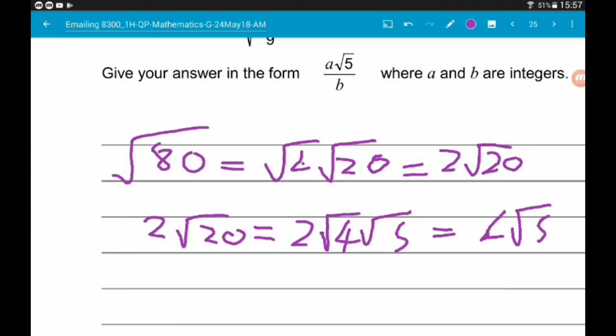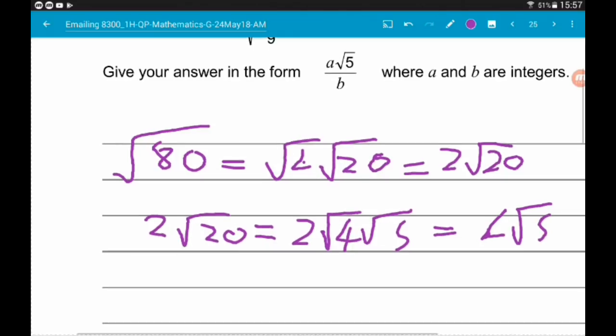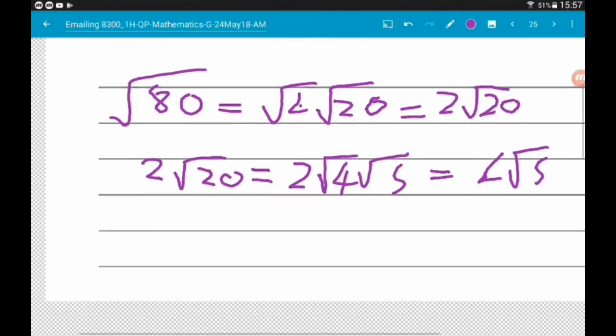The direct route there was that 16 goes into 80 5 times. So root 16 root 5 is 4 root 5. So we know root 80 is 4 root 5.